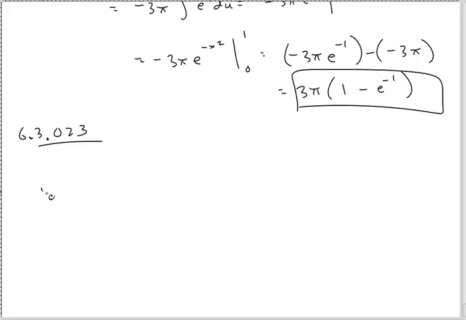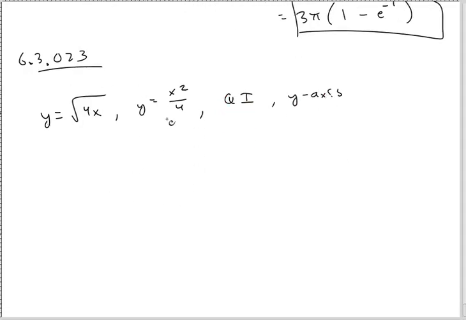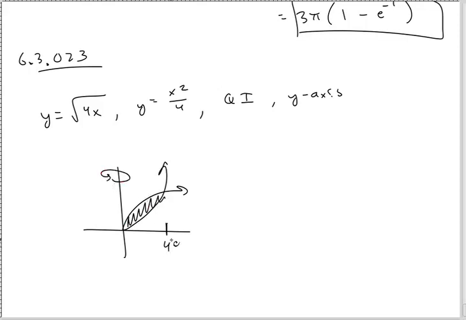63023. Here's another one. I've got y equals the square root of 4x, and y is equal to x squared over 4. They say look only in the first quadrant, and we're going to be revolving around the y-axis. If you notice, these have some kind of symmetry with one another, and I think they're colliding here at 4. We're going to revolve it around this axis. The picture's a little weird, but it's okay, I guess.